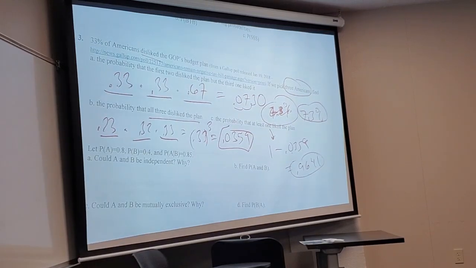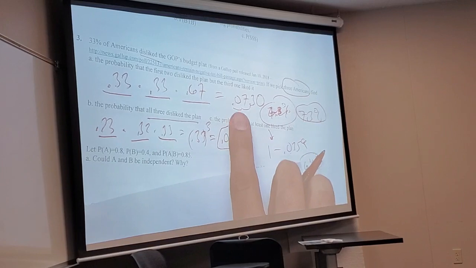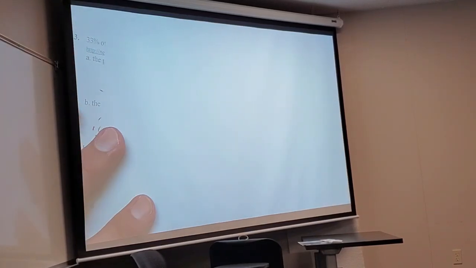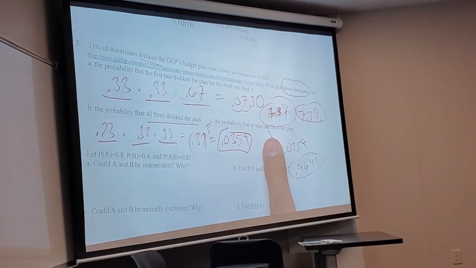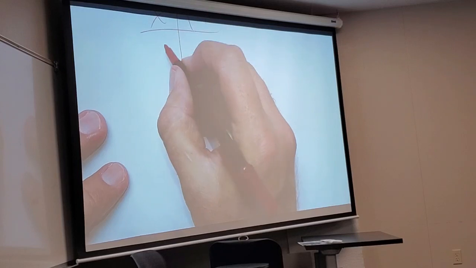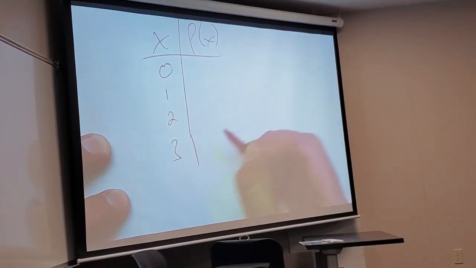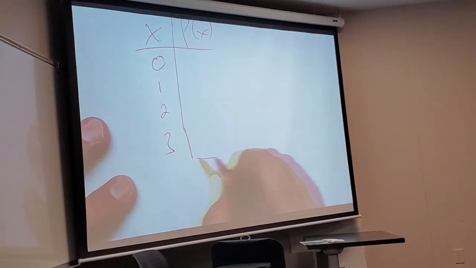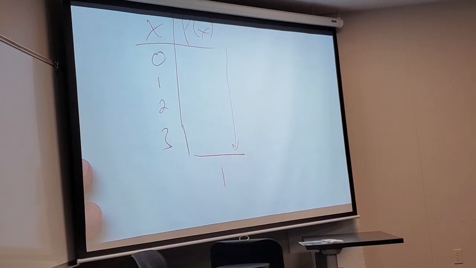So again, let me try this one more time. We have 3 people at most here, right? You with me? How many could like the plan? None of them? 1 of them? 2 of them? 3 of them, correct? If I add all these probabilities up, don't I get 1? I have to get 1, correct?